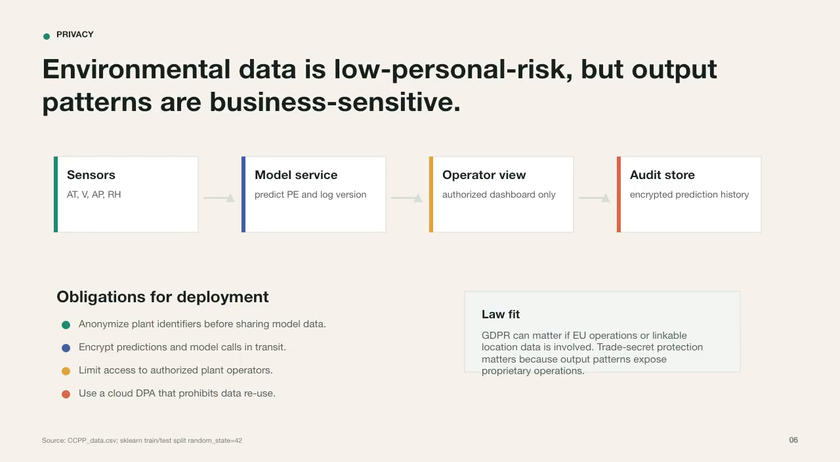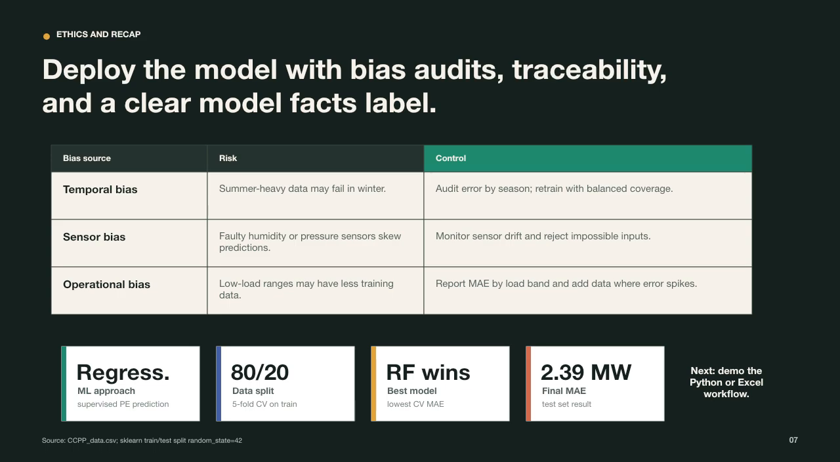On privacy, this data does not contain personal information like names or health records, but if the system is deployed across multiple plants, locations and output patterns can reveal proprietary operational secrets. So the system should anonymize plant identifiers, encrypt predictions in transit, and restrict access to authorized operators. GDPR may apply if European operations or linkable location data are involved, and trade secret rules matter because the predictions reveal sensitive business performance.